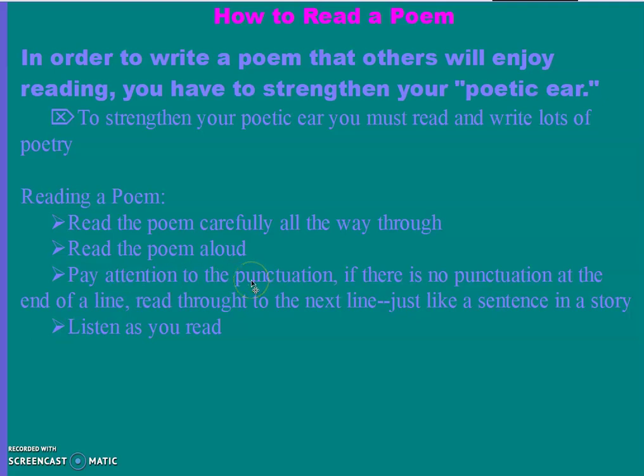So, how to read a poem. In order to write a poem that others will enjoy reading, you have to strengthen your poetic ear. To strengthen your poetic ear, you must read and write lots of poetry. So, by reading a poem, you read the poem carefully all the way through. Read the poem aloud. This is very important to help you hear the rhythm of the poem. Pay attention to punctuation. If there's no punctuation at the end of the line, read through it to the next line, just like a sentence is a story. Listen as you read.